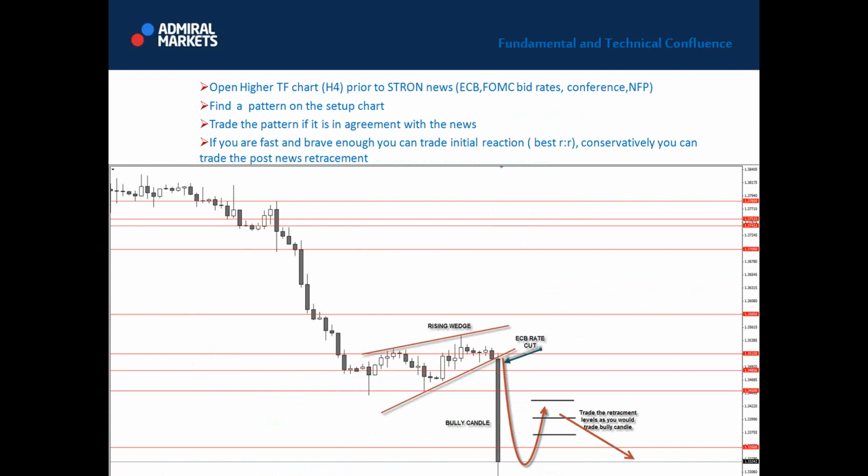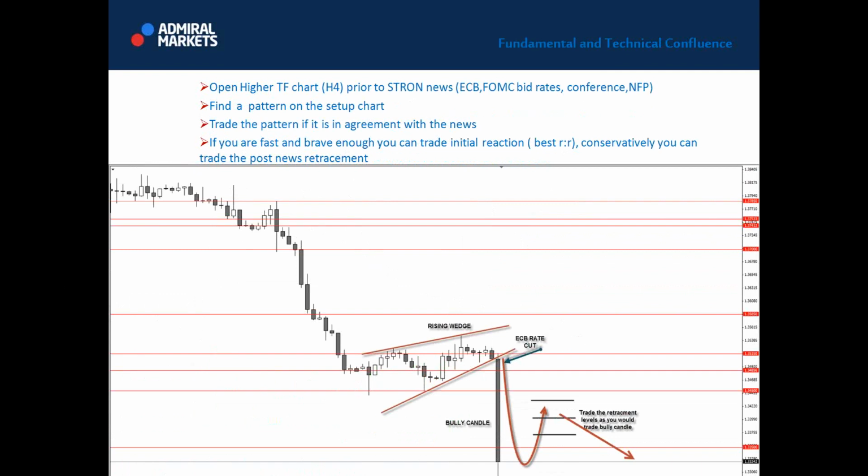If you can see what happened now, the chart speaks for itself. First we need to open a higher time frame prior to strong news such as ECB, FOMC rate announcements, conferences, or NFP. We don't use it for not big news. We just use it for strong news events.